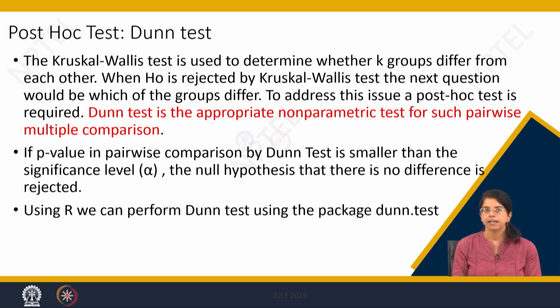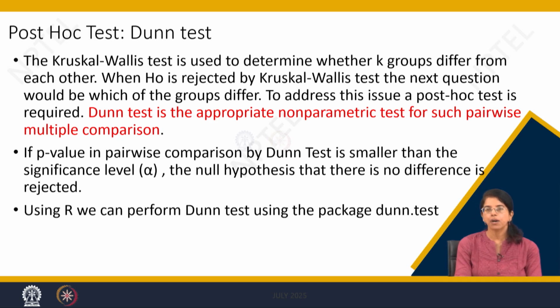is no difference is rejected. Okay, so we are taking 2, that is the first group and the second group. Are they the same in terms of the median? If your p-value is greater than 0.05, then you can say that there is no difference; they are identical. Okay. So, using R, we can perform the Dunn test using the package dunn.test. For this post hoc analysis, you have to install the package dunn.test.